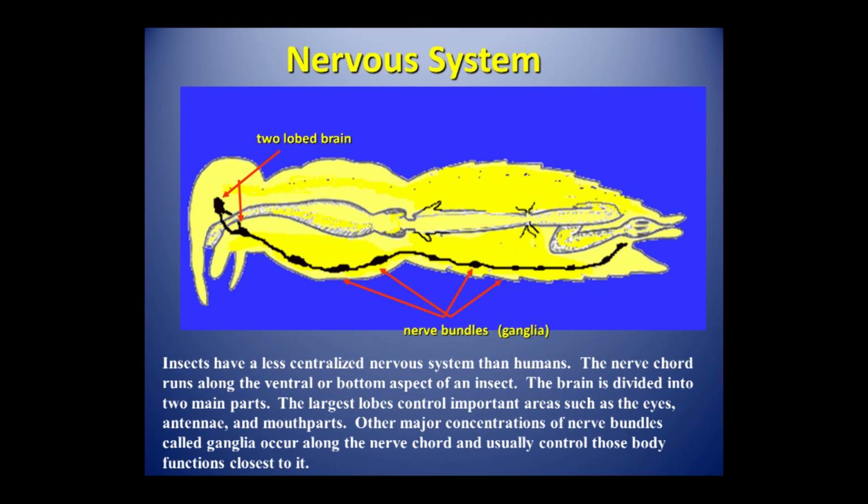Next slide, please. I mentioned the brain and the nervous system. It's a two-lobed brain, as you can see at the head end of this drawing, and then the ventral nerve cord runs along the belly side, and then we have these bundles of nerves, which are called ganglia.